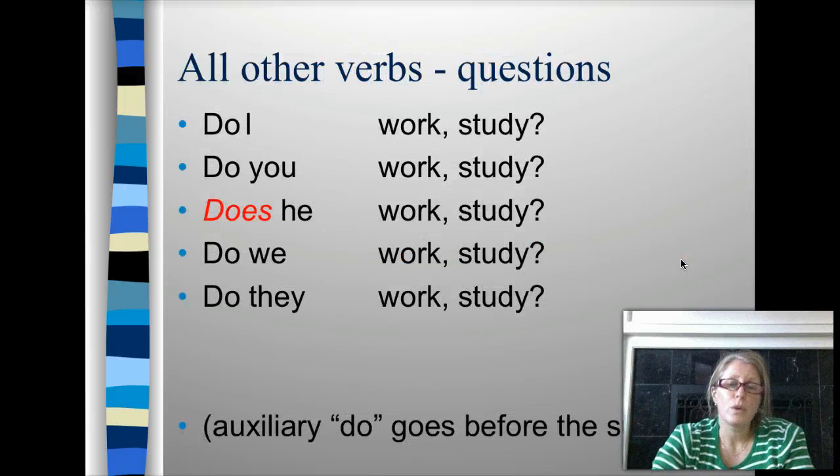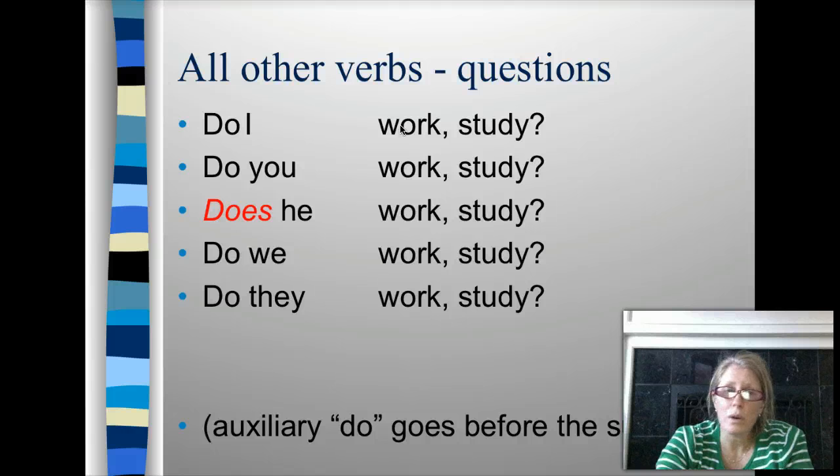For questions, we use the same idea that you want to conjugate the auxiliary, which is once again the verb to do. And this time the do goes before the subject. So do I work? Where do I work? Do you study? How often do you study? Why does he work? So here I've conjugated my auxiliary, which means I put an S on it for third person singular. And my main verb goes back to the base form. There's no S here. How often do we work? And why do they work?